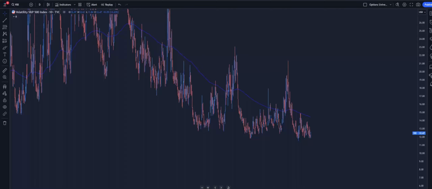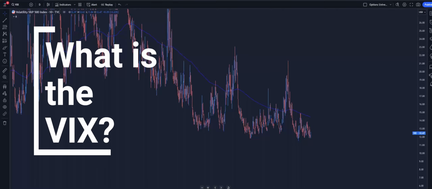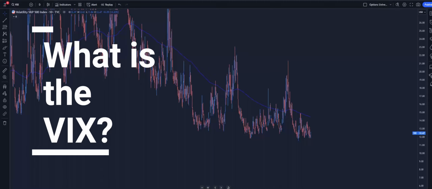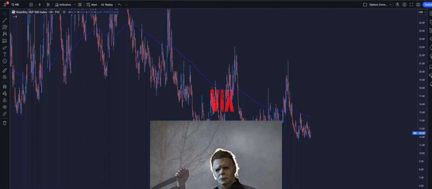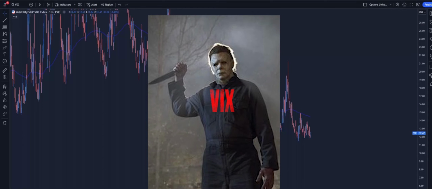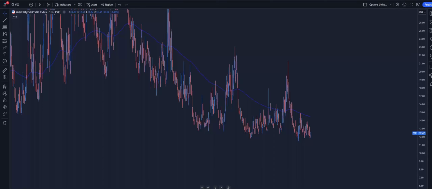So now that you know a little bit about the history, what is the actual VIX that we know of today? I'm sure you've heard 1,000 times over the internet that the VIX is called the fear index. Although that's a very flashy way to describe it, it's not necessarily a measure of fear. So if it's not the fear index, what is it and what does it actually measure?